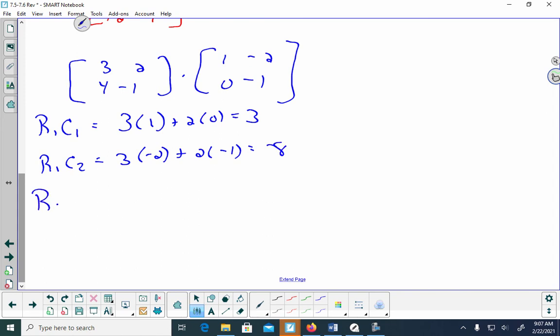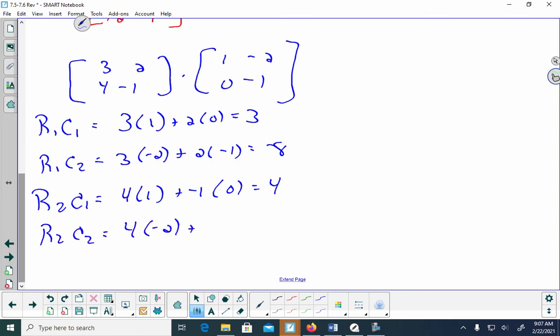I'm going to do row 2, column 1. Oh no, what am I doing? Row 2. 4 times 1 plus negative 1 times 0, and I am going to get 4. And then finally, row 2, column 2 is going to be 4 times negative 2 plus negative 1 times negative 1. That's negative 8 plus 1. That'll be negative 7. So my final answer is 3, negative 8, 4, negative 7.